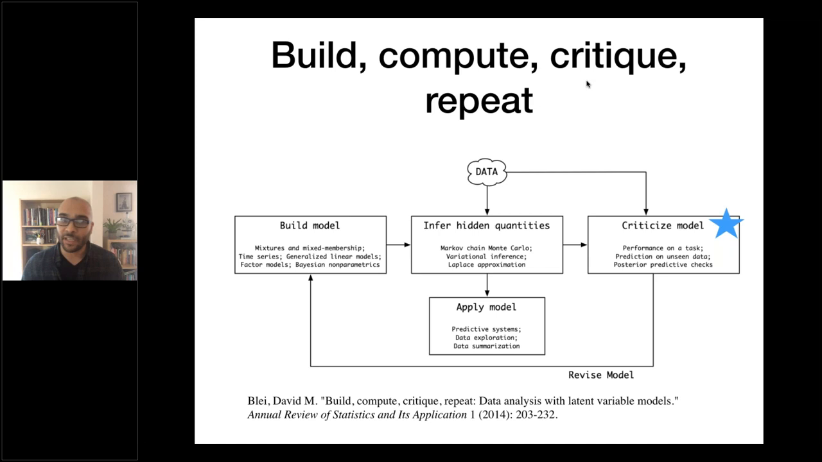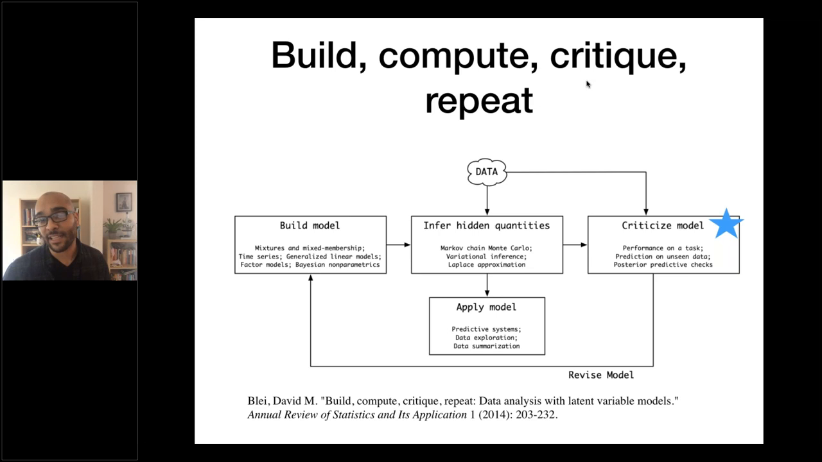This is a flow chart that David Blei came up with in a paper called Build, Compute, Critique, and Repeat: Data Analysis with Latent Variable Models, where you start with building a model, you do some inference, and then you criticize the model. You do cross-validation, goodness of fit tests, and posterior predictive checks. If it works well, then great. And if there are problems with the performance on those tasks, then you go back and revise the model.